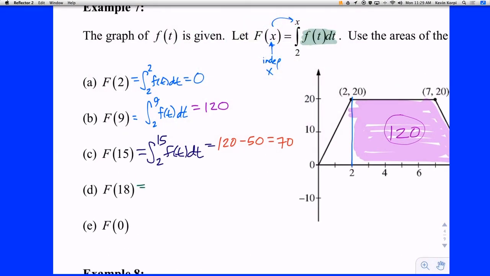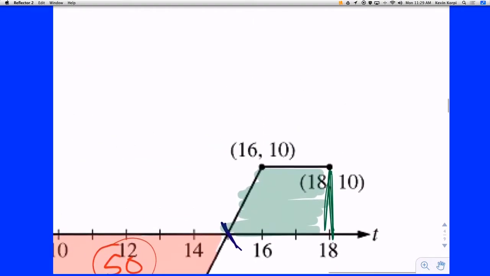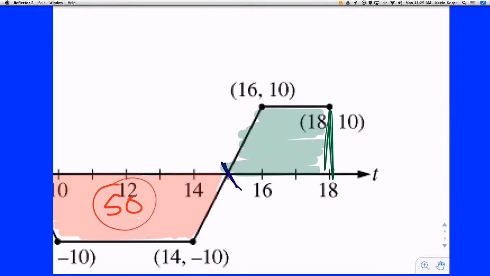Big F of 18. Okay, that's going to be the integral from 2 to 18 of f of t dt. Now I'm going from 2 all the way to 18, so I have one last little trapezoid down there, and I have to compute its area. The height is 10 again, so half of that is 5. The bases are from 16 to 18, which is 2, and 15 to 18, which is 3. 2 plus 3 is 5, times half the height, which is another 5. That gives you 25.